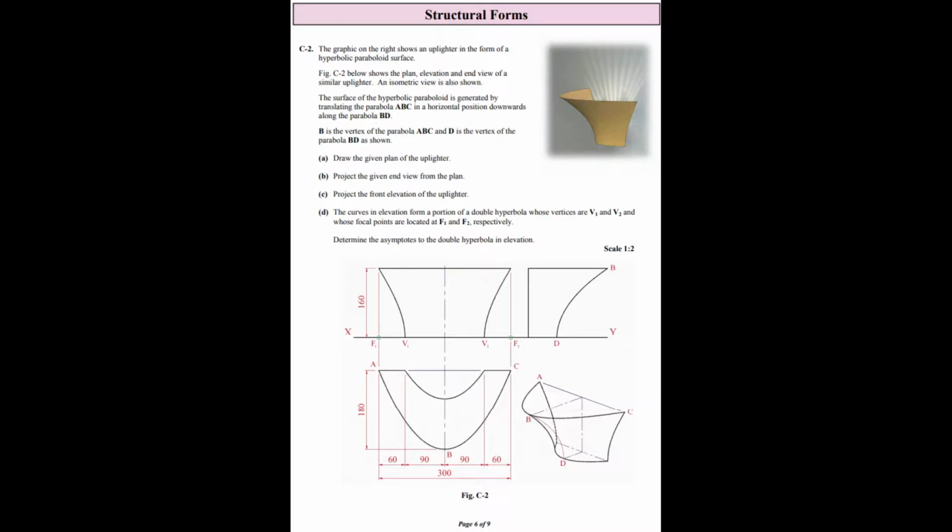The surface of the hyperbolic paraboloid is generated by translating the parabola ABC in a horizontal position downwards along the parabola BD. B is the vertex for the parabola ABC, and D is the vertex of the parabola BD as shown. So part A of this question is to draw the given plan of the uplighter. So we're going to start with that.